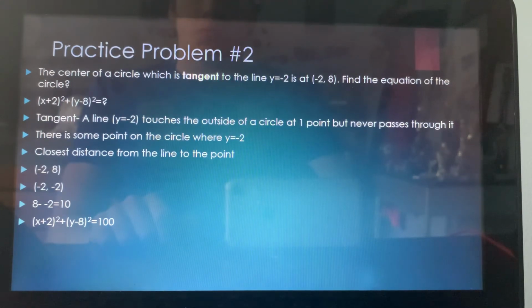So if there's no change in x and the change in y is just 10 from the center to the outside, that must be the radius. And 10 squared is 100, so our final answer is x plus 2 squared plus y minus 8 squared equals 100.